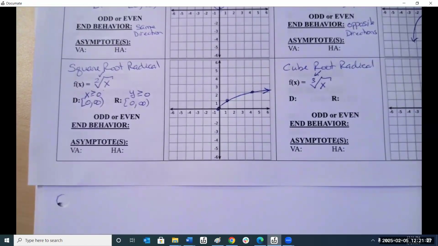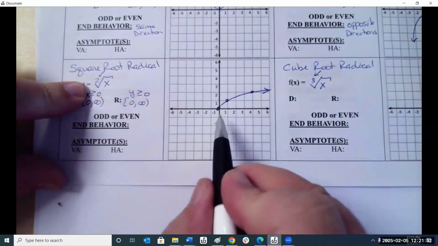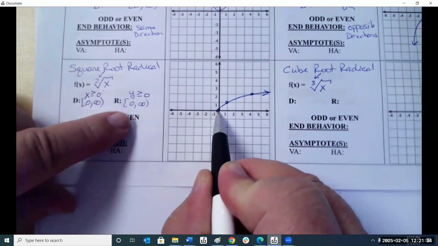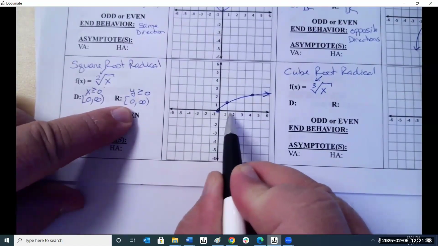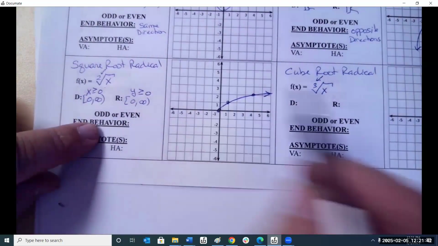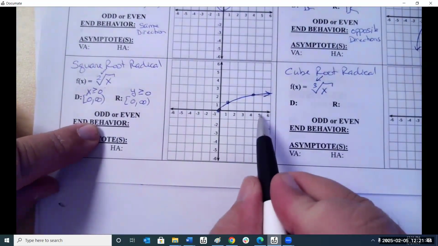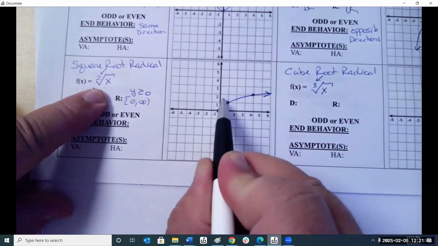What the y value is? The y value, just look at this. When I plugged it in there, if x is 0, y is 0. That's the smallest I can put in there because x can't be negative. Then I can keep on going forever. If I put 4 in there, the square root of 4 is 2.